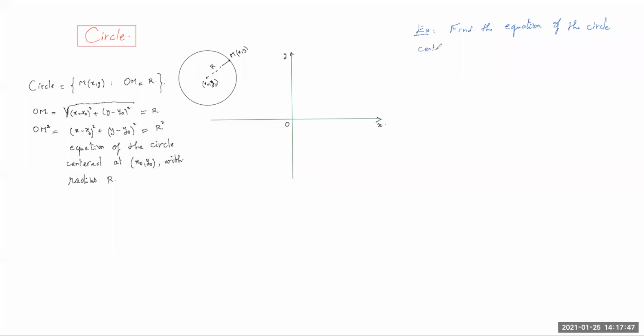centered at (1, 3) and passing through the point (-2, -2). Let's try to visualize this. Here is my center, (1, 3), and then the circle passes through (-2, -2).